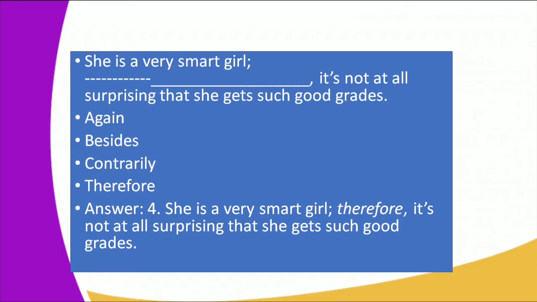I believe therefore is the most appropriate answer. So we would have the sentence, she is a very smart girl. Therefore, it is not at all surprising that she gets such good grades. Therefore is the conjunctive adverb. Once again, it's preceding the second clause of that sentence.